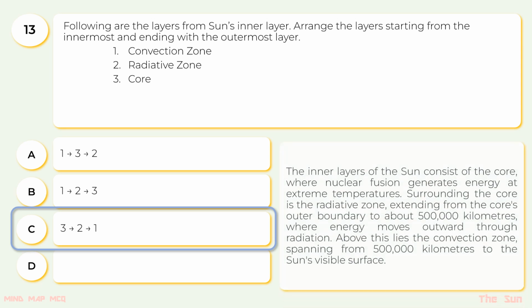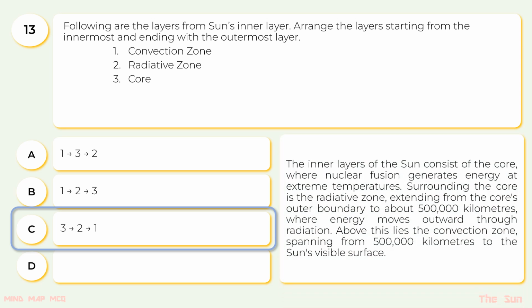The inner layers of the Sun consist of the core, where nuclear fusion generates energy at extreme temperatures. Surrounding the core is the radiative zone, extending from the core's outer boundary to about 500,000 kilometers, where energy moves outward through radiation. Above this lies the convection zone, spanning from 500,000 kilometers to the Sun's visible surface.